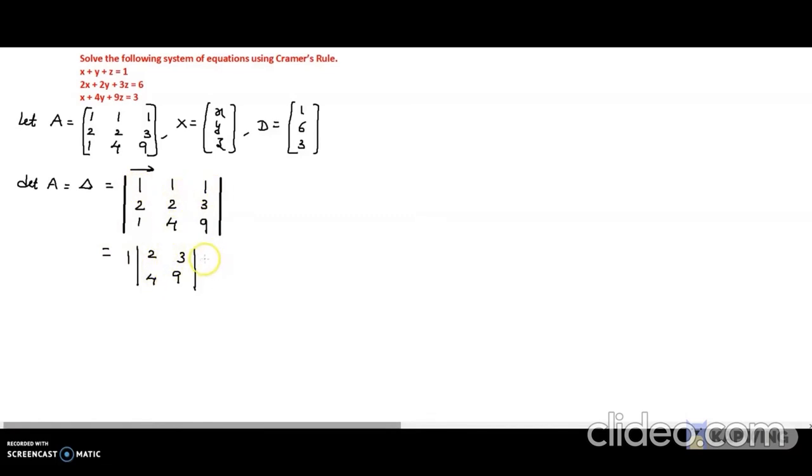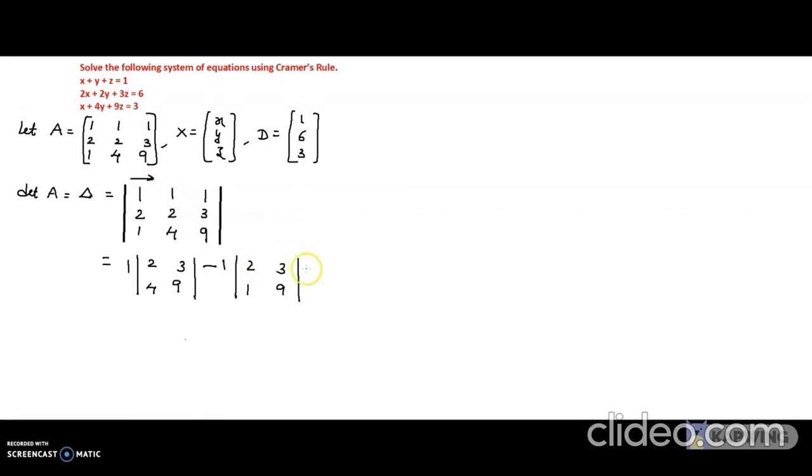The second element always will have a minus sign. This is by default, and the element here is 1. So you need to leave out the row and column where this 1 is present. So the first row and the second column we have to leave out, and then the element is 1 into the remaining 4 elements after eliminating the row and column where this 1 is present. It is 2, 3, 1, 9.